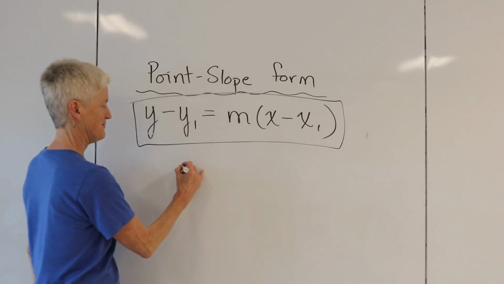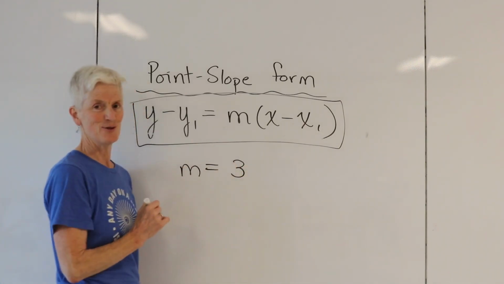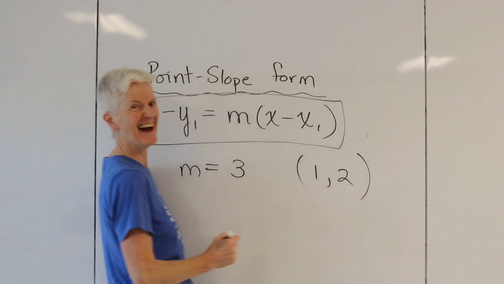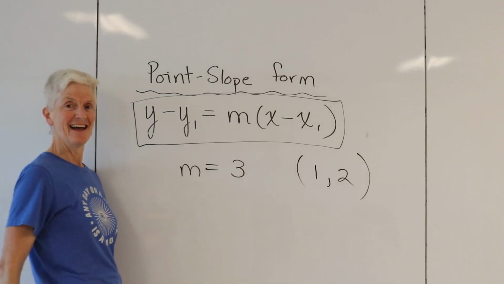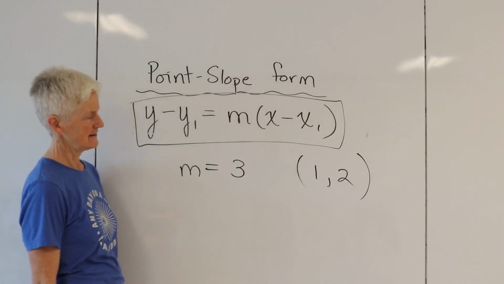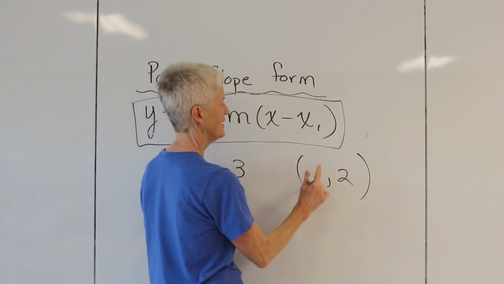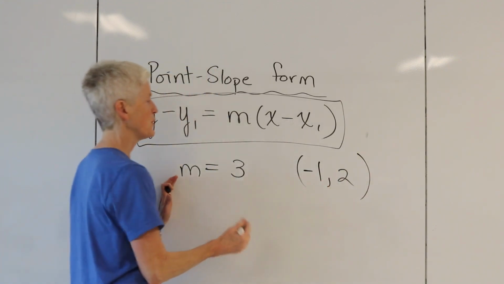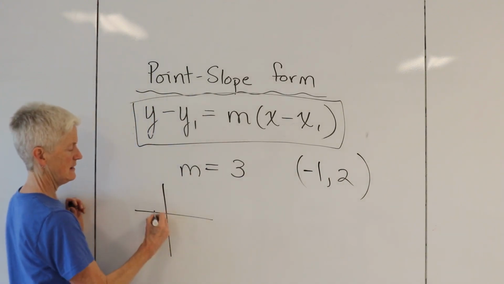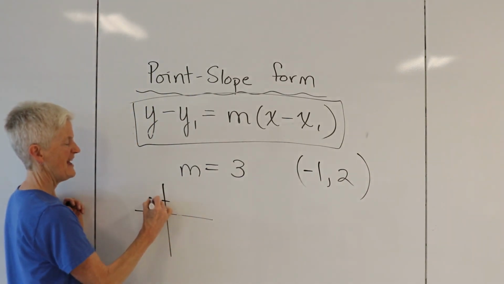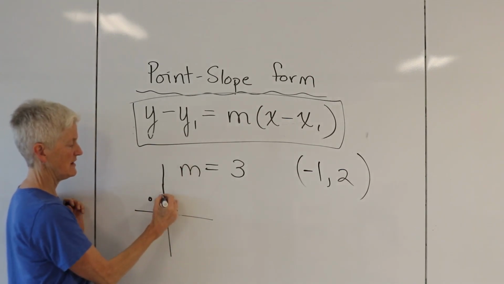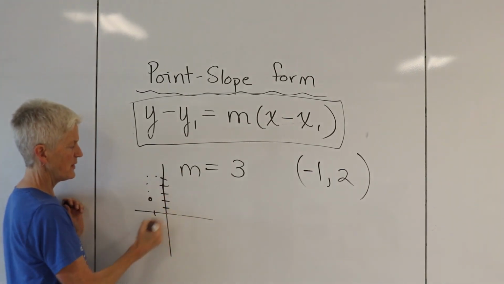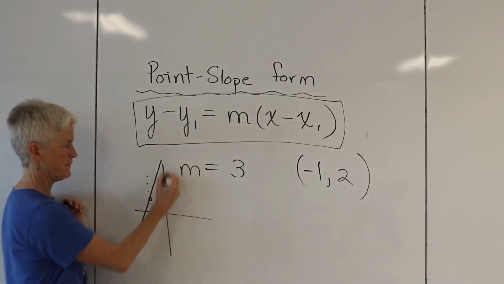Let's see how this works. Mr. Haas, give me a slope. 3. Excellent choice. Give me a point. 1, 2. You know what? I'm gonna be a little bit crazy. I'm gonna say negative 1, 2. It'll be a little bit trickier. Okay. I'm loving it. So we have a line that goes through the point negative 1, 2. It has a slope of 3. I can graph this quickly, right? So up 3 over 1, up 3 over 1, or down 3 over 1. So boom. There's my line.